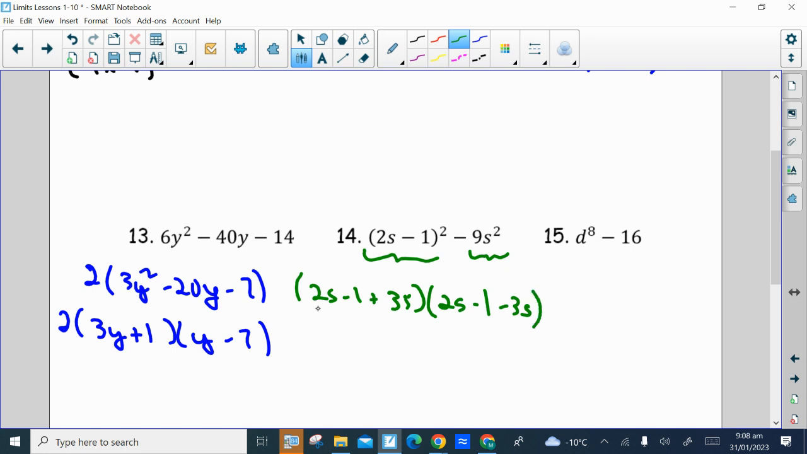And now you can simplify because 2s and 3s gives us 5s minus 1. And 2s take away 3s is negative 1s minus 1.